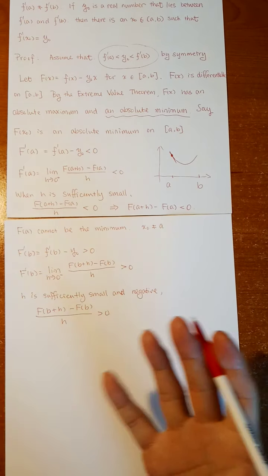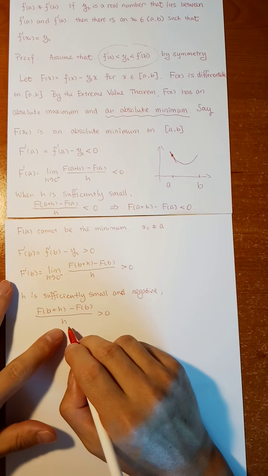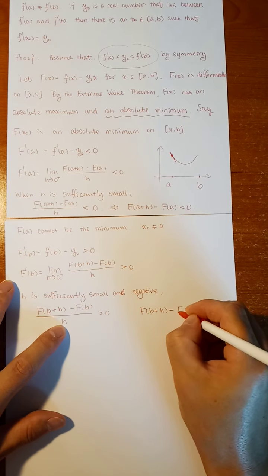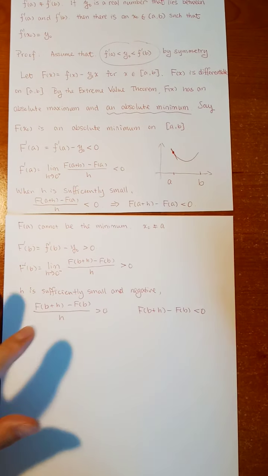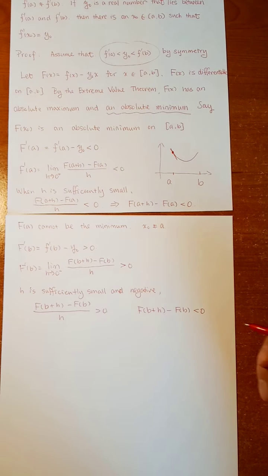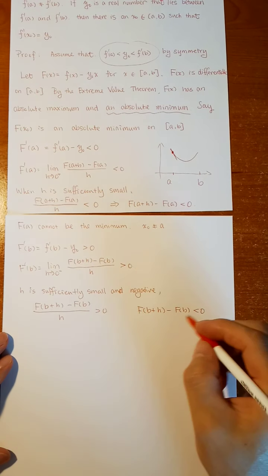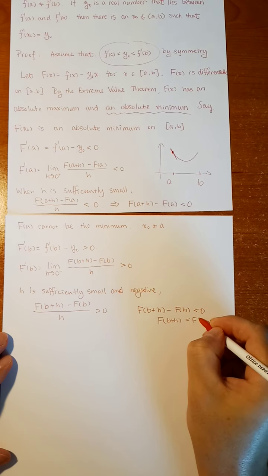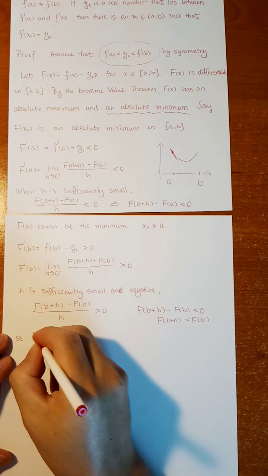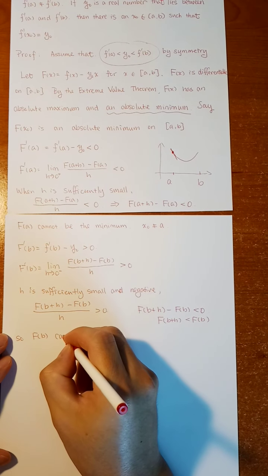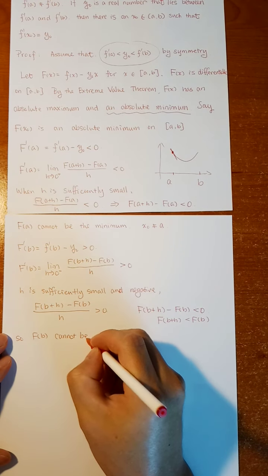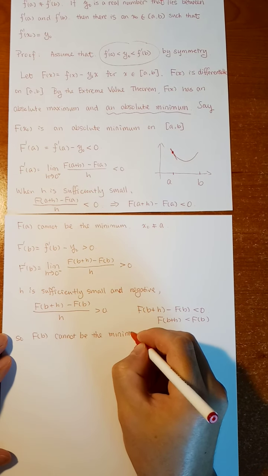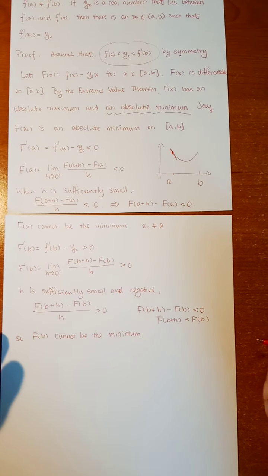It's like the sign preserving property. The denominator is negative, so you still get f of b plus h minus f of b to be negative. And this implies f of b is greater than f of b plus h. So f of b cannot be the absolute minimum. It's not even a local minimum.